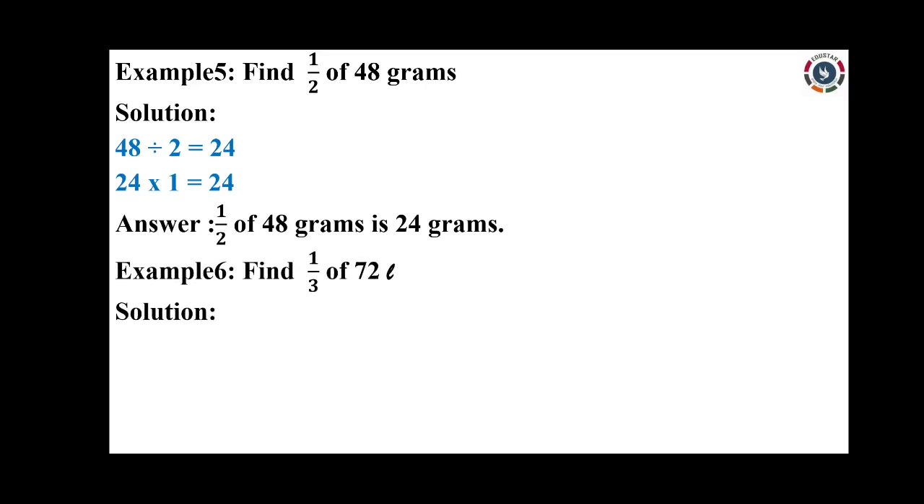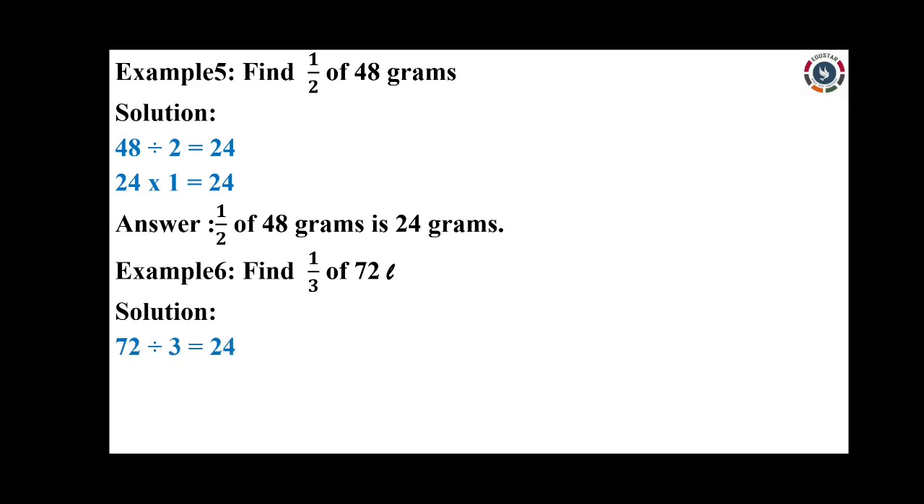Similarly, one more example. Example 6. Find 1 by 3 of 72 liters. Here the whole is 72. The denominator is 3. The numerator is what? The numerator is 1. First we have to divide the whole by the denominator. So 72 divided by 3, which is equal to 24.